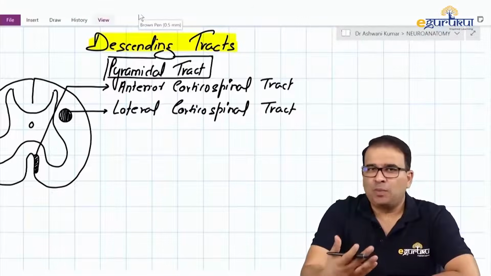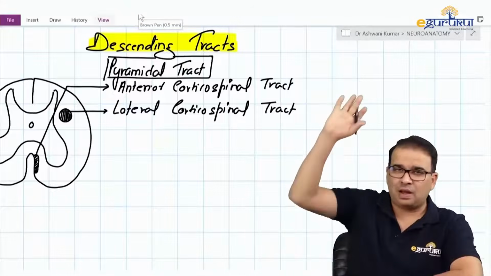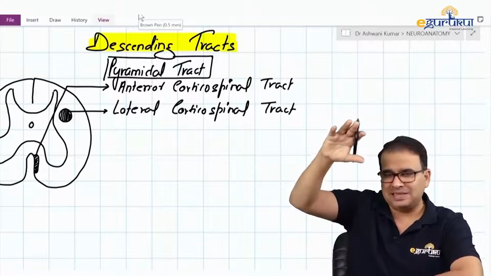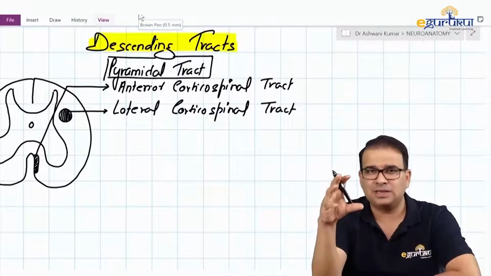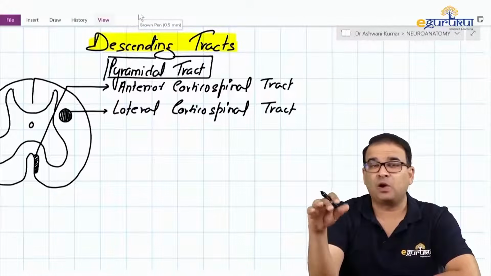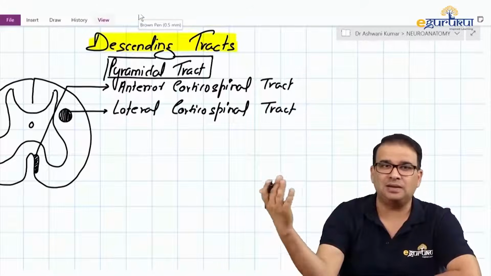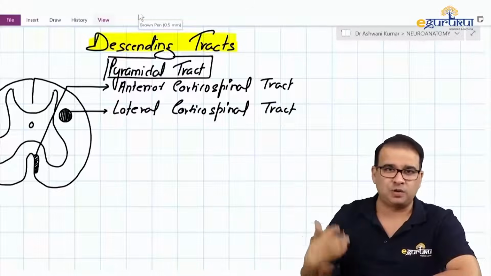And as you can see, the nomenclature here is based on where they are present in the spinal cord. Now, wherever they are coming from, wherever they are in the brainstem, or higher in the brainstem, in the internal capsule, that is not the point. The point is location of these tracts in the spinal cord. One is anteriorly placed, so we say anterior. One is laterally placed, so we say lateral. Corticospinal tract, from the cortex to the spinal cord, corticospinal.